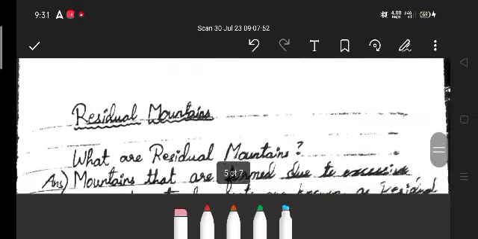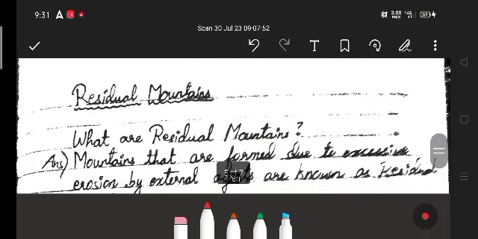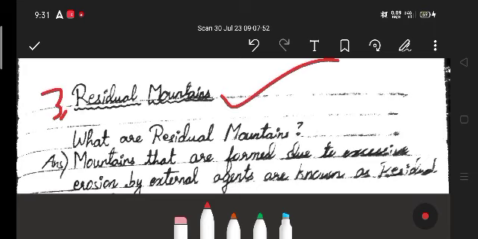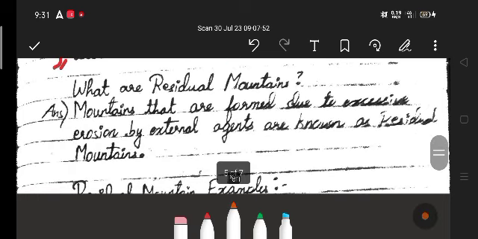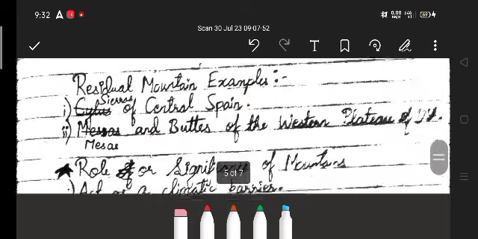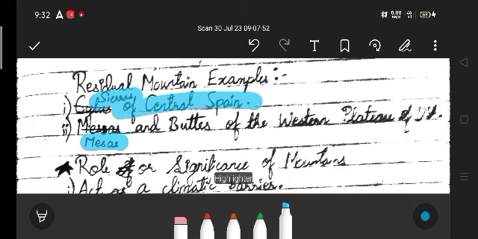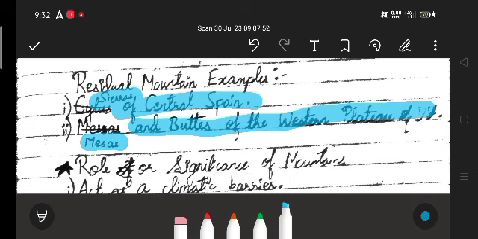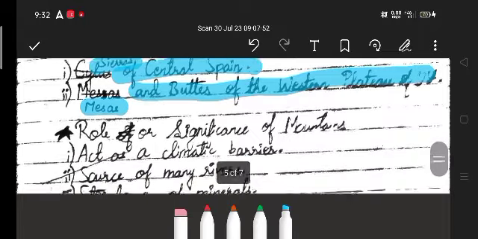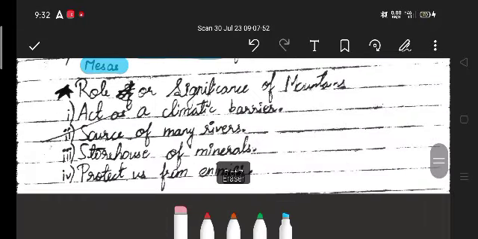Now, here we come to our third topic, that is residual mountains. What do you mean by residual mountains? Mountains that are formed due to excessive erosion by external agents are known as residual mountains. The most important examples of residual mountains are the Sierras of central Spain, and the Mesas and Buttes of the western plateau of the USA.